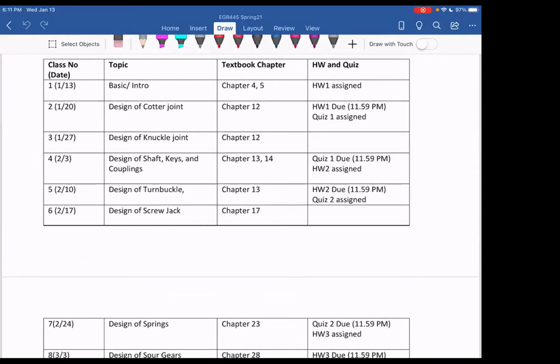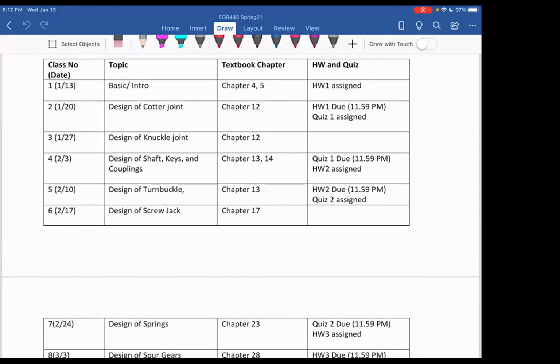So we will review those concepts related to stress, strain, different types of stresses, and then torsion, the effect of combined bending and torsion, principal stresses, etc. And then homework 1 is already assigned. If you go to Canvas, the homework is already posted.